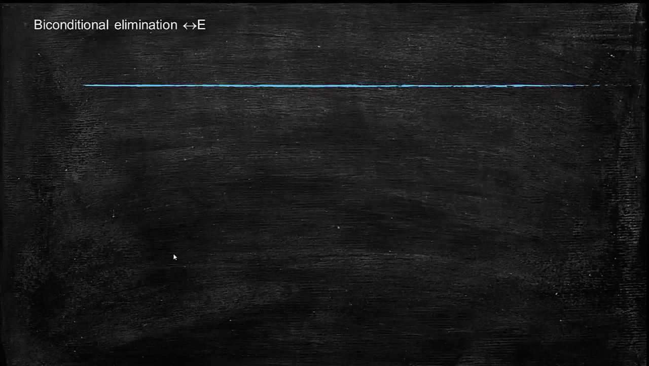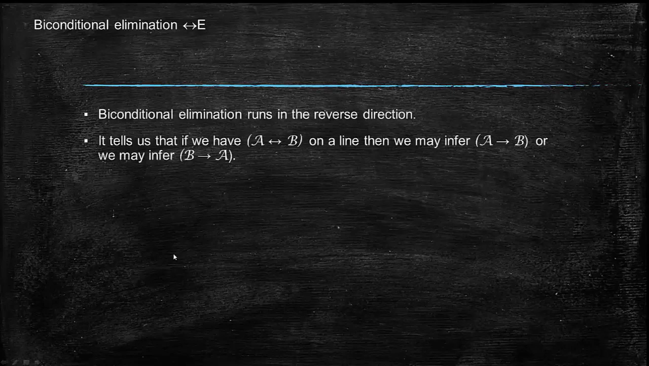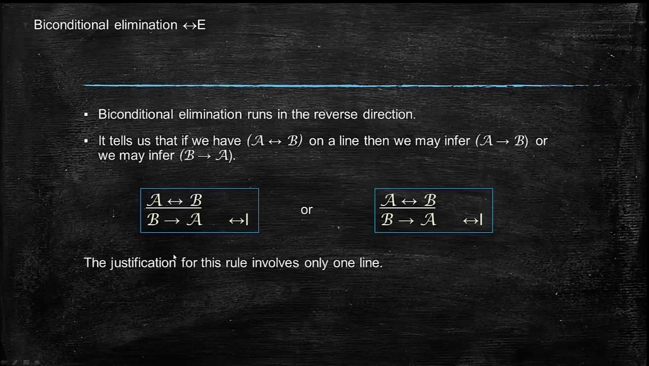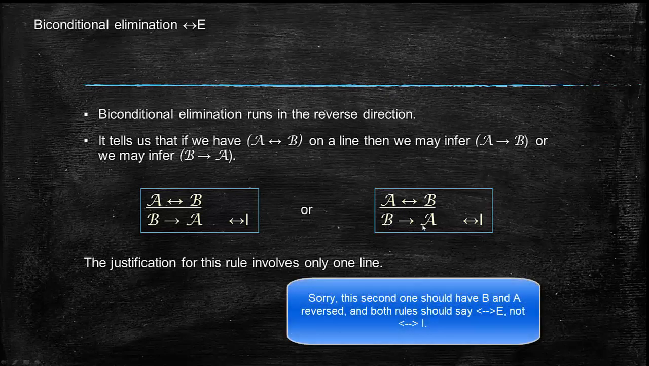Now, biconditional elimination, again, very straightforward, allows us to take a biconditional and write either one of the corresponding conditionals underneath. So we can take A if and only if B and write if B, then A, or we can take A if and only if B and write if A, then B. This does not allow us to write them both down at the same time. It doesn't allow us to write the conjunction of these two.